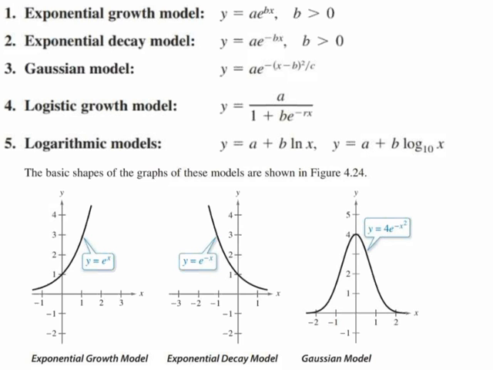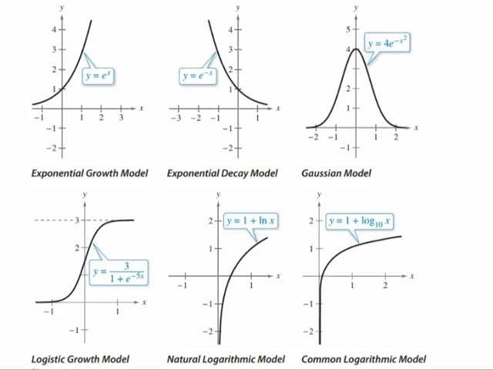Fourth, the logistic growth model. And fifth, the logarithmic models for the natural log and the common log. Now, the basic shapes of the graphs of these models are shown in the following figures. So in our first graph here, we have the exponential growth model. Our second graph is the exponential decay model.